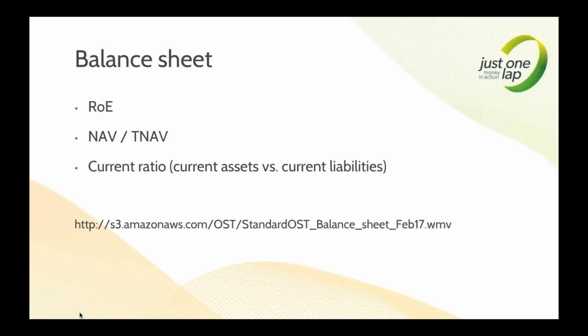And then current ratio. So current assets and liabilities are those redeemable within the next 12 months. So a debt that's due in 12 months, or maybe a debt that's going to be paid to you in 12 months' time. So current ratio is current assets versus current liabilities. And it just gives you a quick idea of the liquidity of the business, how easy they're going to find it to potentially pay any debts, etc.